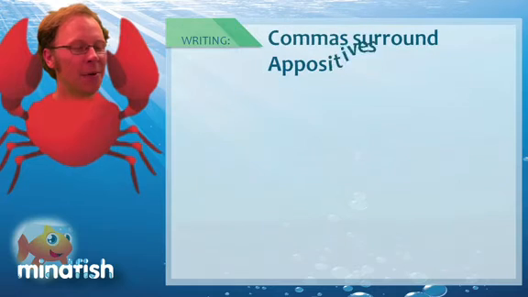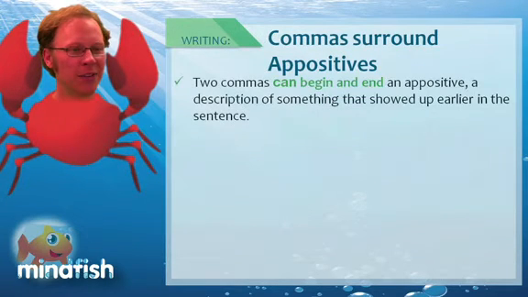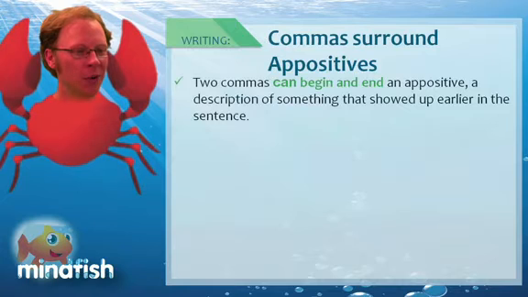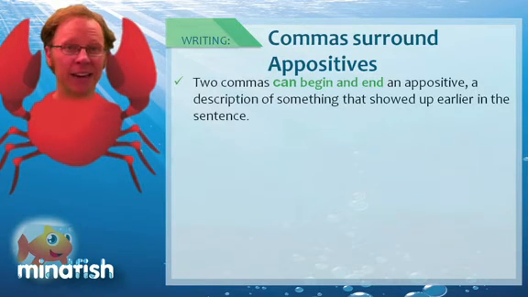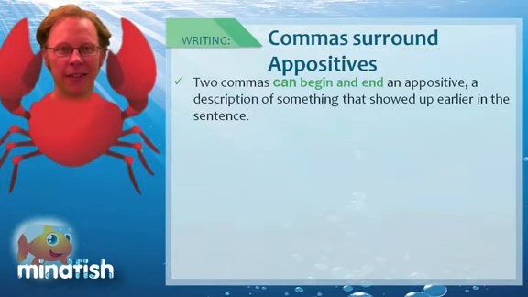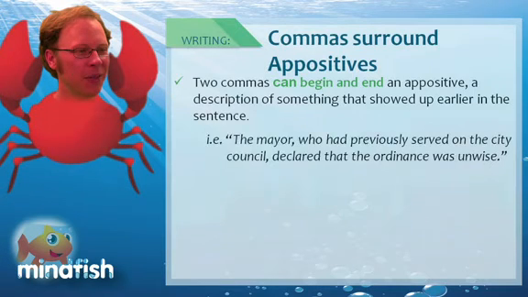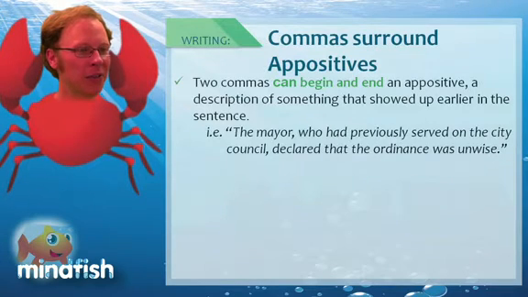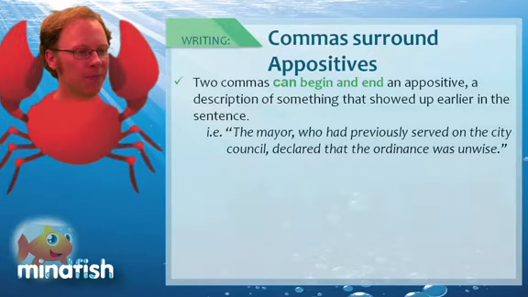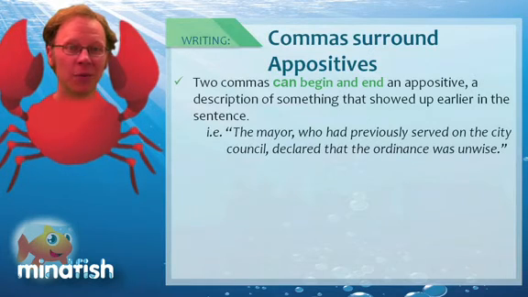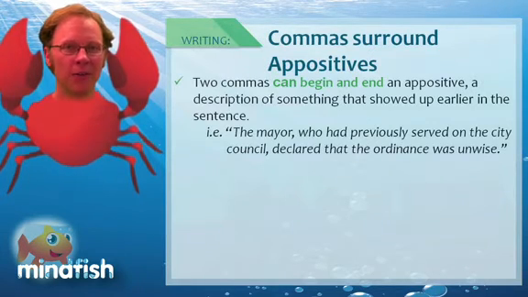The next topic involving commas is the appositive. An appositive is a description of something that showed up earlier in the sentence, and it is set off from the rest of the sentence by 2 commas. We have 1 comma, and then the content of the appositive, and then we finish with a comma. Look at this example and follow along with me. The mayor, who had previously served on the city council, declared that the ordinance was unwise. All of the content between the 2 commas here forms an appositive.